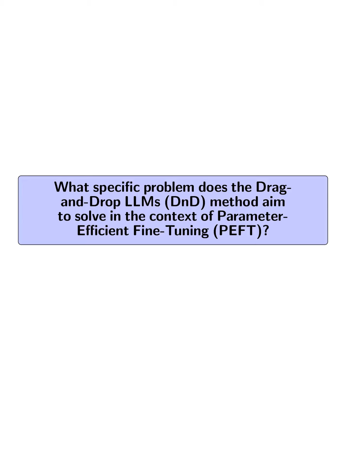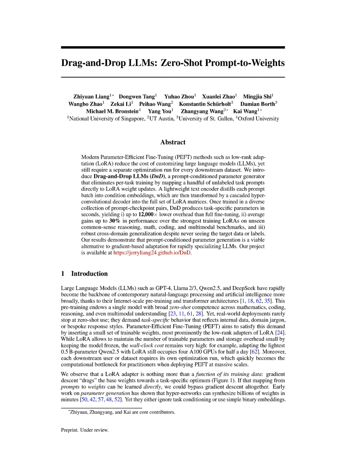What specific problem does the drag-and-drop LLMs (DND) method aim to solve in the context of parameter-efficient fine-tuning (PEFT)? The drag-and-drop LLMs (DND) method aims to solve the inefficiencies associated with parameter-efficient fine-tuning (PEFT), particularly the high computational costs and the need for task-specific optimization runs.